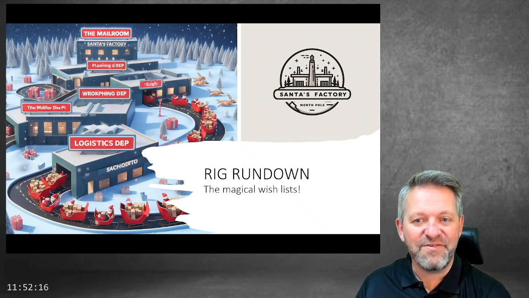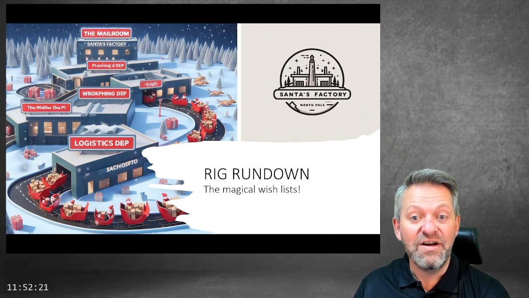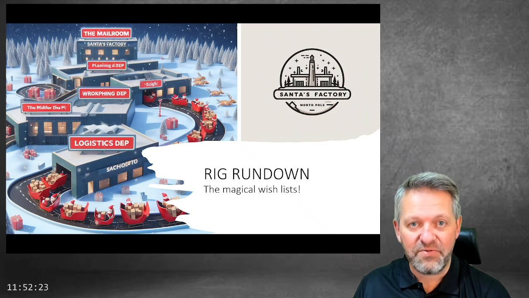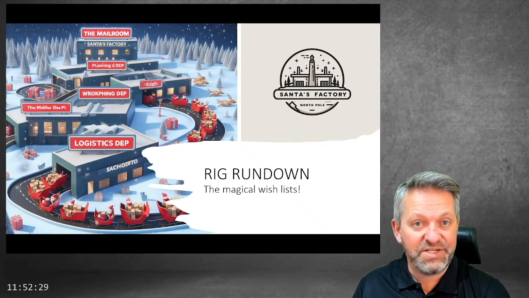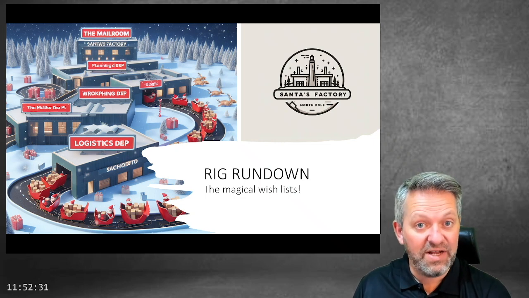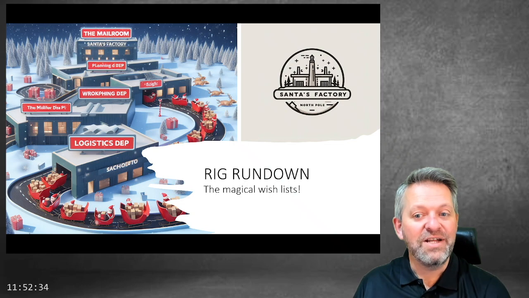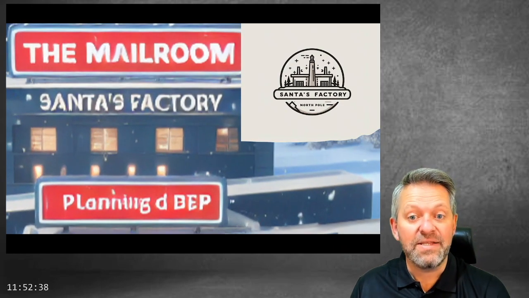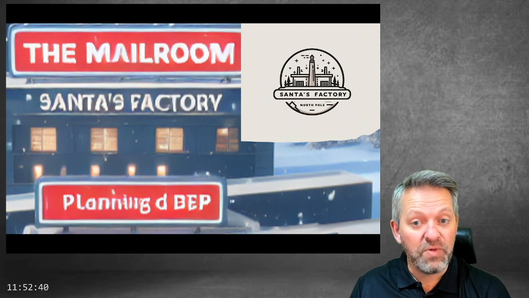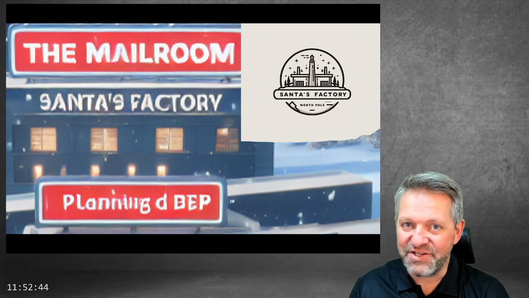So the first thing first, the magical wish lists. They are essential for the existence of Santa's factory here at the North Pole. Without the wish lists, there will be no factory here. They are the magic fuel for this adventure. It's therefore important to handle this accordingly. And this all happens in the mailroom. At the mailroom department, they are managing all wish lists arriving on paper and digitally.